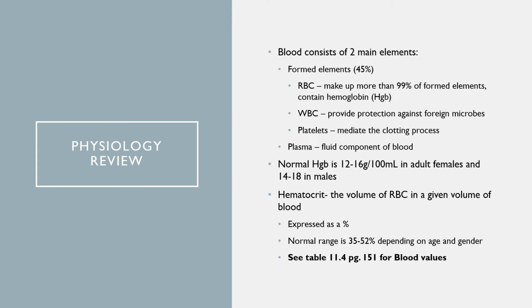Okay, hematocrit is the volume of red blood cells in a given volume of blood. It's expressed as a percentage, and the normal range is 35 to 52%, and that depends a bit on age and gender. But there is another table, 11.4 on page 151, that is a good example, and it gives a good list of blood values. That's an excellent resource for you guys.